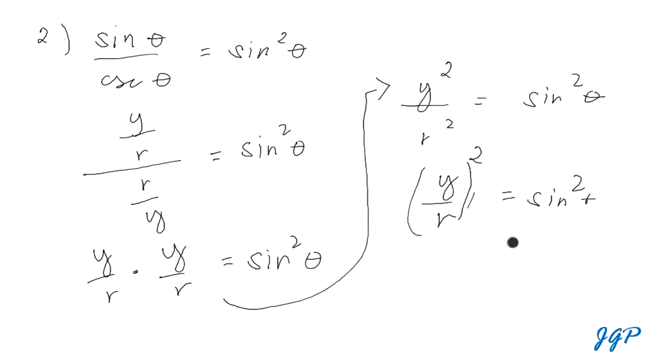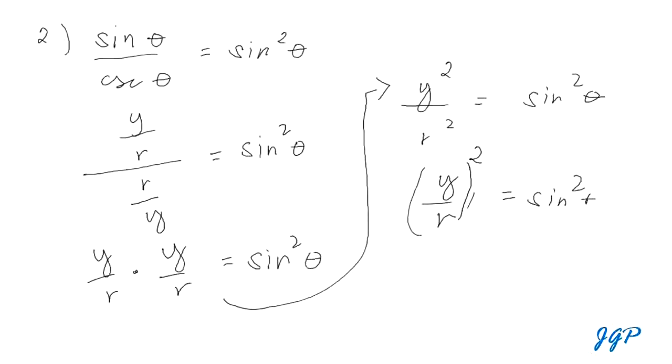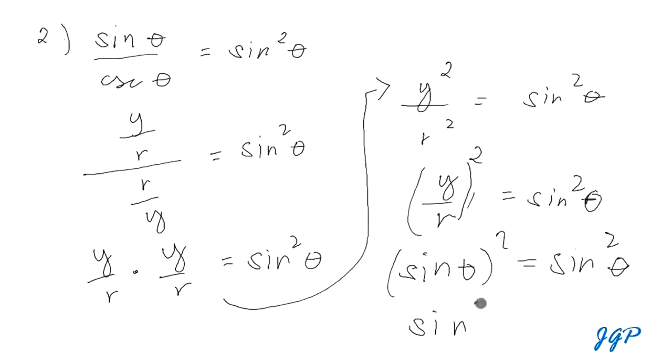And y over r, in our definition of trigonometric functions, ang y over r natin ay sine theta. So this one is sine theta and then naka-squared, is equal to sine squared of theta. And this one, I can change also to this one. So they are now equal. So our statement is true.